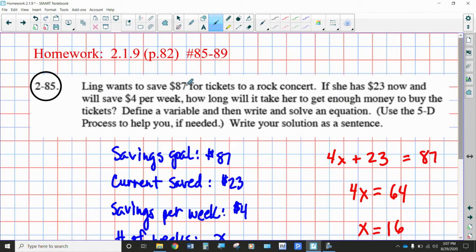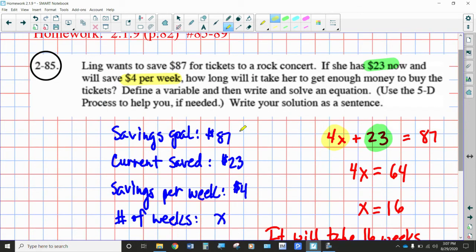All right, Ling wants to save $87 for tickets to a rock concert. If she has $23 now and will save $4 per week, how long will it take her to buy the tickets? So this ends up being the model for that situation. This is the amount she's starting with, and she plans on saving $4 for every week, where X represents the number of weeks. So let's process this.